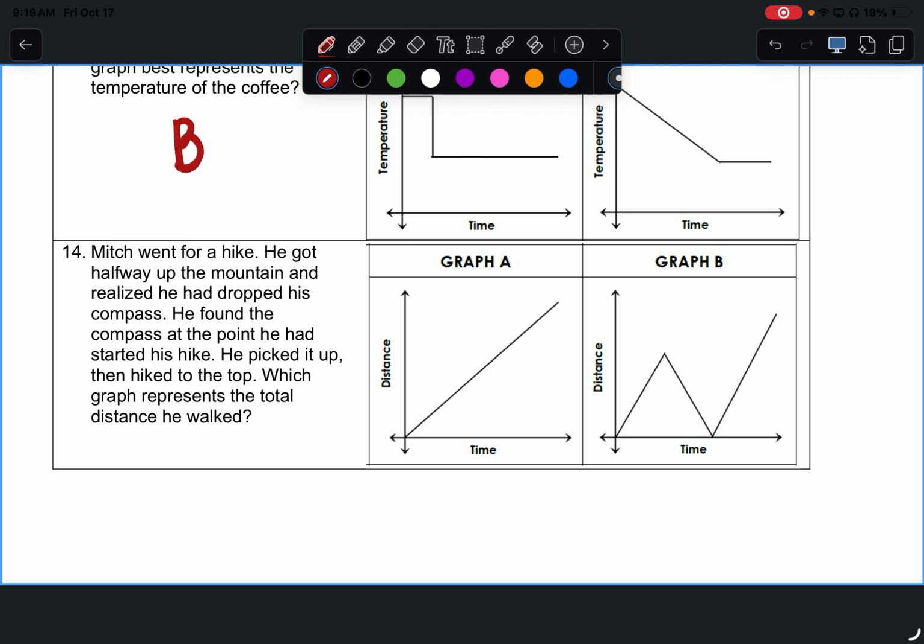It's just the total distance. It is A. Okay? So B would be perfect if instead of distance, that said elevation, because he started at the base of the mountain. He walked halfway up, went, oh crap, I forgot my compass. Where is it? Walked back down, found the compass, then hiked to the top of the mountain. Right? Whereas over here, when he is doing all of this, he is still hiking. He is still walking a distance, right?